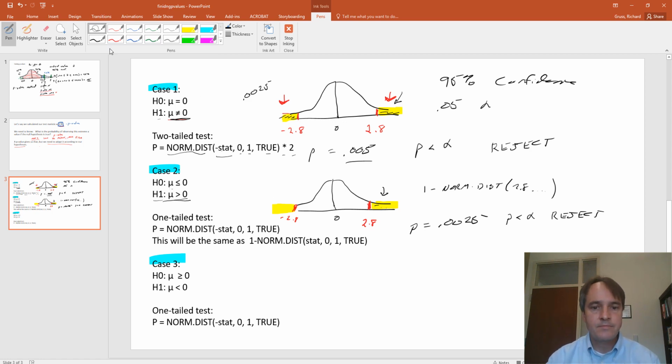All right, so now case 3. I'm actually going to erase something here just to keep it clear that we're just interested in one tail over here. We're going to ignore that. So this is two tail, and this is one tail to the right. Now in case 3, we have a null hypothesis that the population mean is greater than or equal to 0, and the alternative is that it's less than 0.